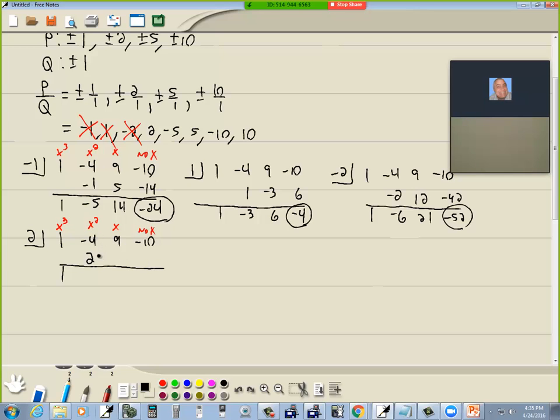And then we want to add. Negative 4 plus 2 gives us negative 2. Is this good so far? Okay.